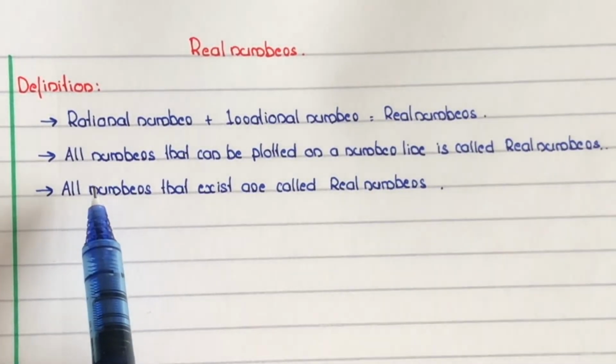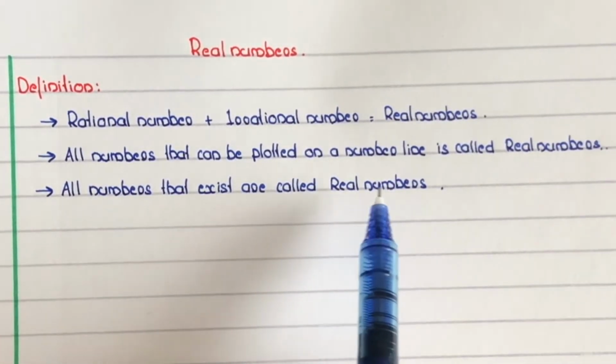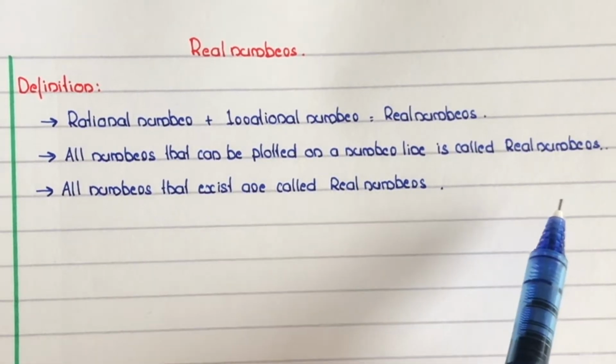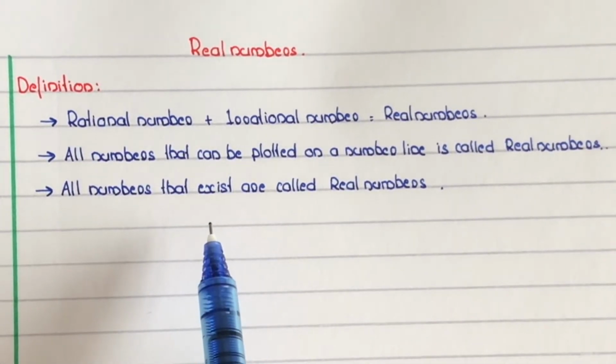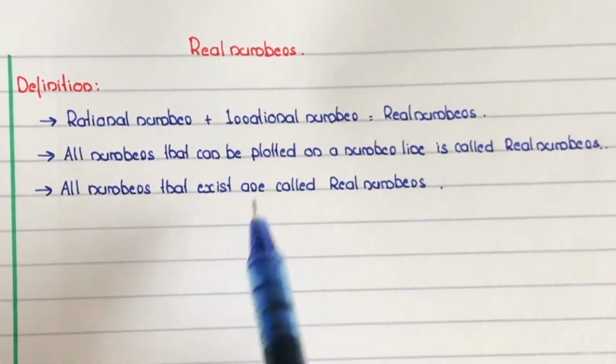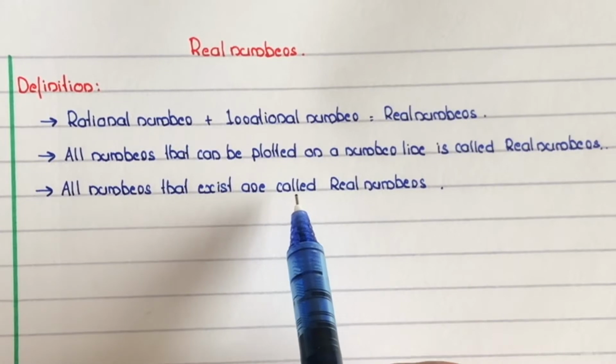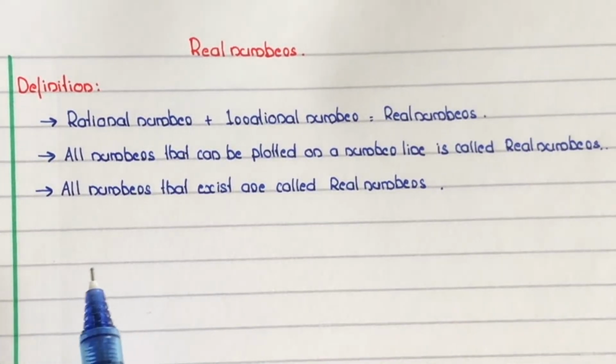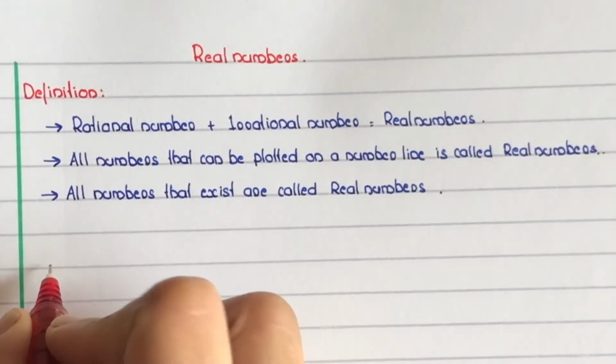Second definition: all numbers that can be plotted on a number line are called real numbers. Third: all numbers that exist are called real numbers. Now we can explain them one by one. For that, consider the types of numbers. What are the types of numbers?